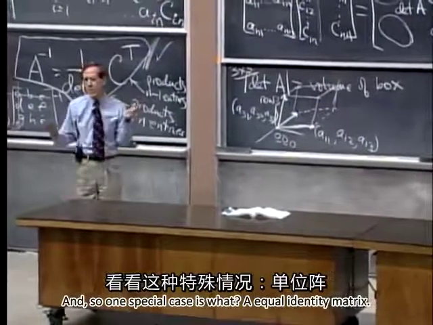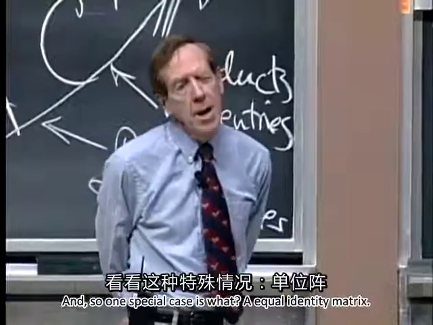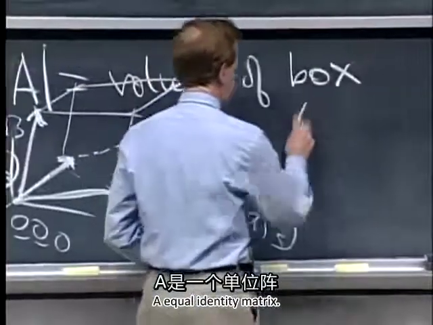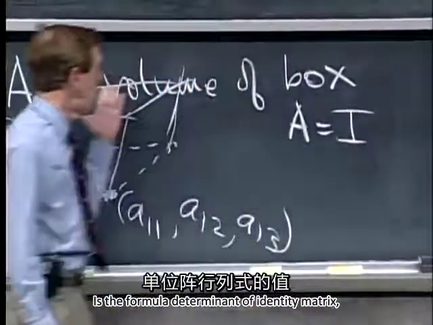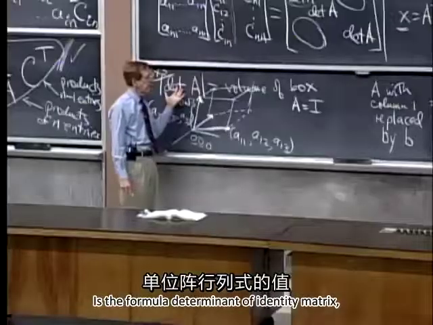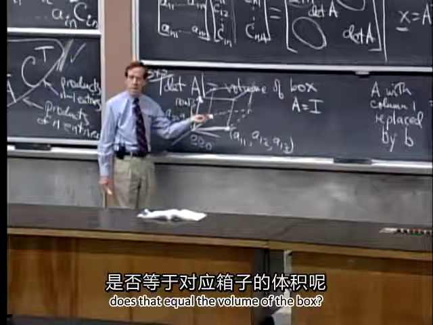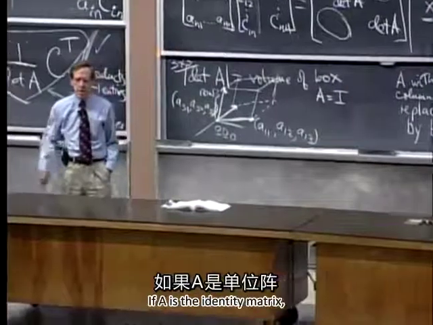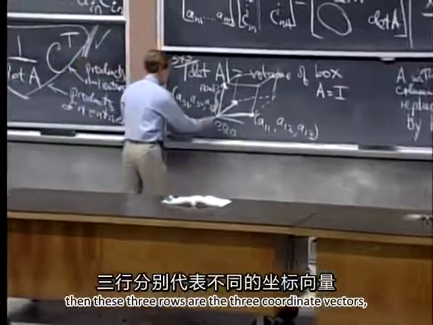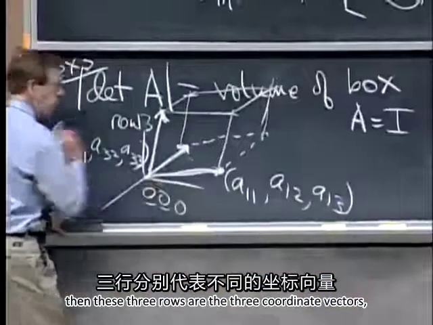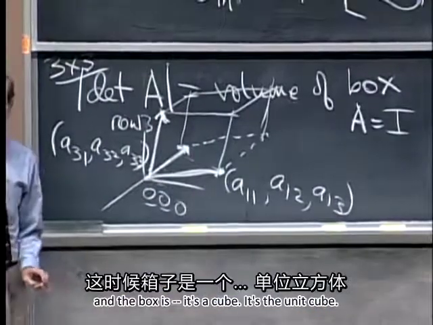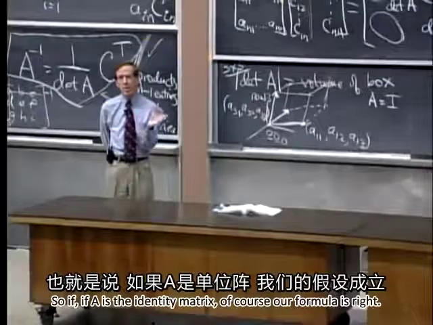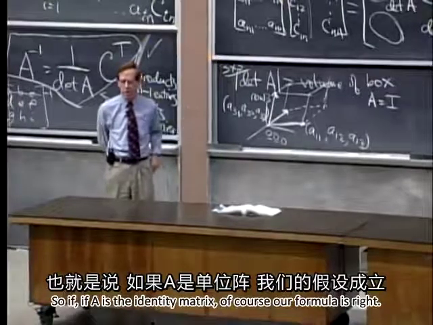And so one special case is what? A equal identity matrix. So let's take that special case. Is the formula, determinant of identity matrix, equal to the volume of the box? Well, what is the box? If A is the identity matrix, then these 3 rows are the 3 coordinate vectors, and the box is? It's a cube. It's the unit cube. So if A is the identity matrix, of course our formula is right.